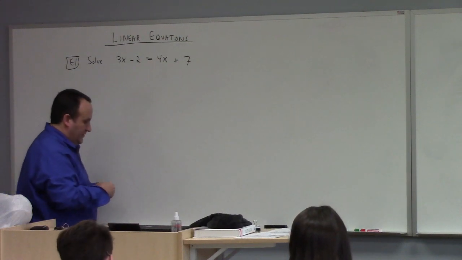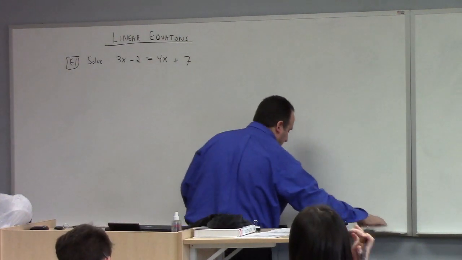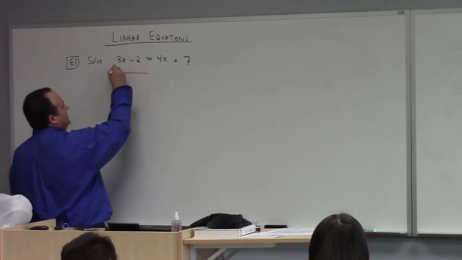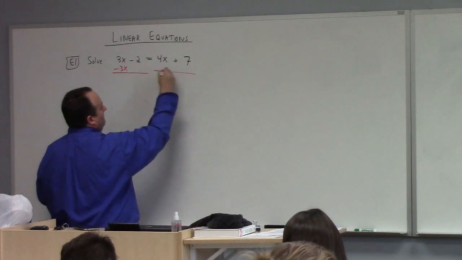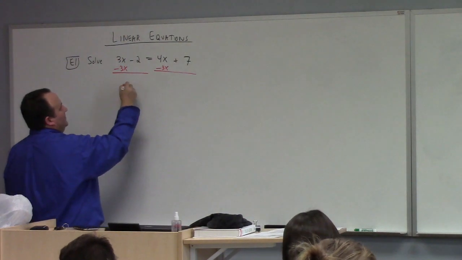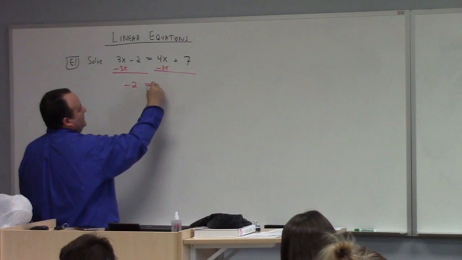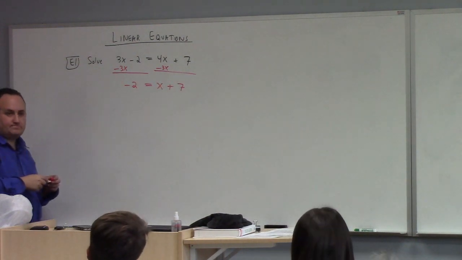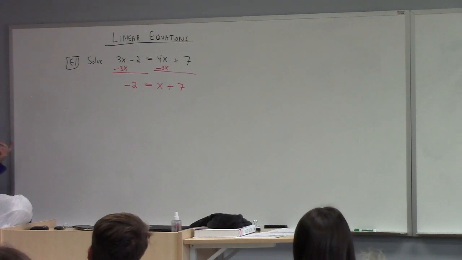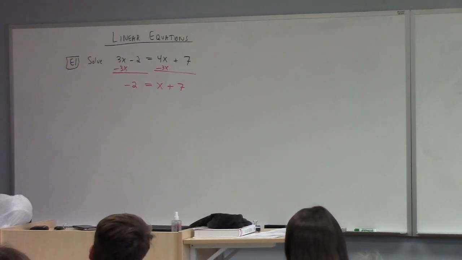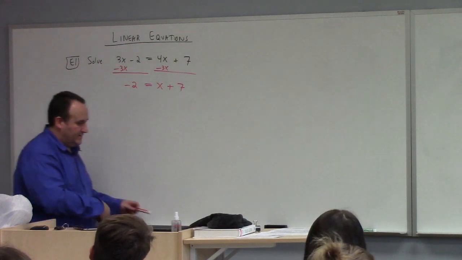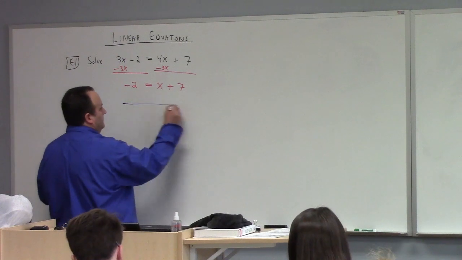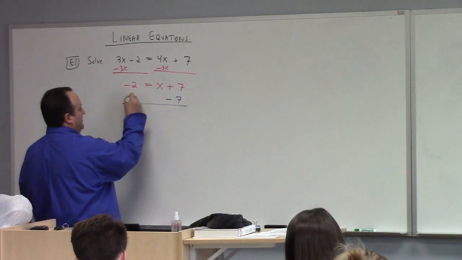Okay, so I think what you're telling me is I should try to maybe subtract 3x from both sides, right? And that will get me what? Minus 2 is equal to x plus 7, right? So I subtract 3x from both sides, and then what can I do? That 7's annoying, isn't it? So I subtract 7 from both sides then, right? So minus 7 here, minus 7 there.